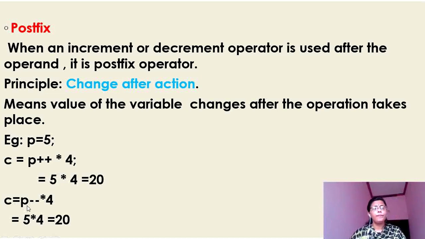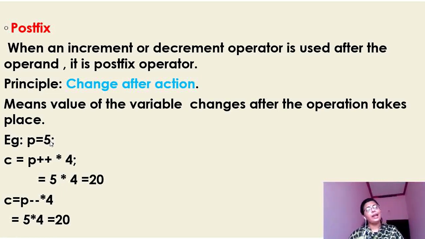Here also P minus minus into 4. So here also it does the same. It gives a value of P as 5. It does the action, multiplication with 4. It becomes 20. 20 is stored in C. But my P after this action from 5 decreases to 4.